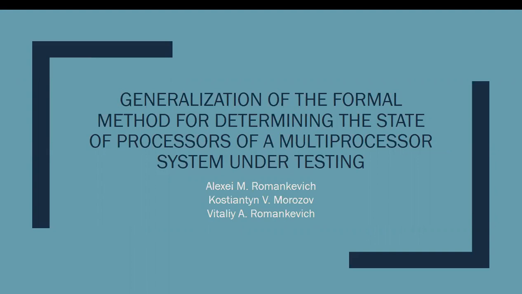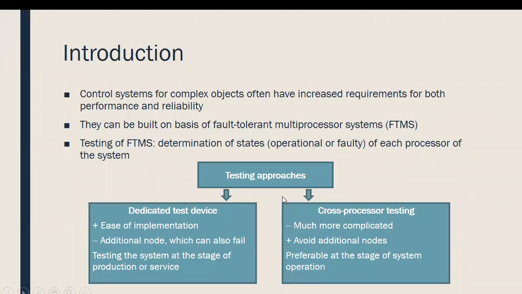Let me present you a generalization of the formal method of determining the state of processors of a multiprocessor system under testing. Control systems of complex and especially critical objects, whose failure may lead to significant damage, usually have increased requirements for both performance and productivity. Both these requirements may be met by using so-called fault-tolerant multiprocessor systems, systems capable of remaining operational even in case of failure of some of their processors.